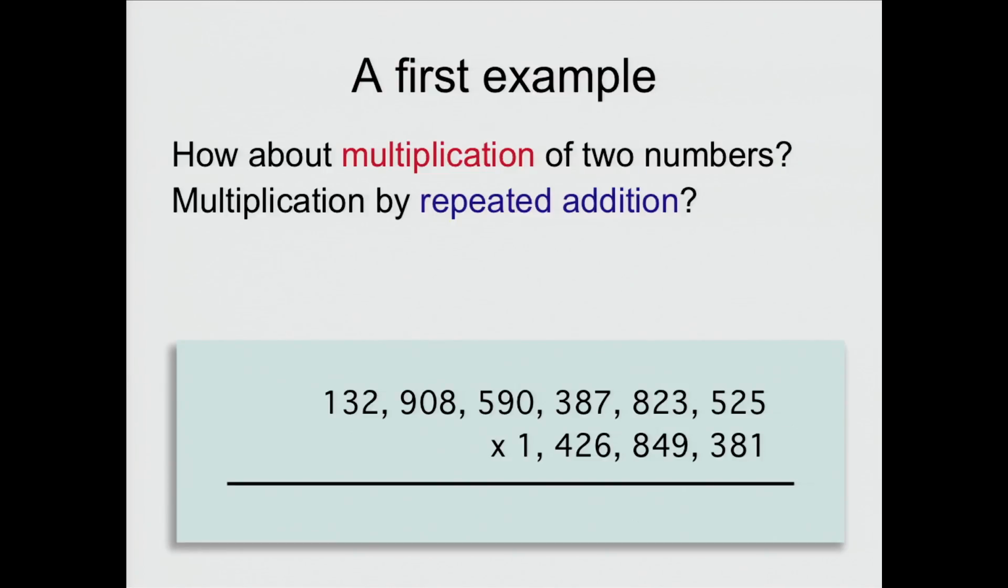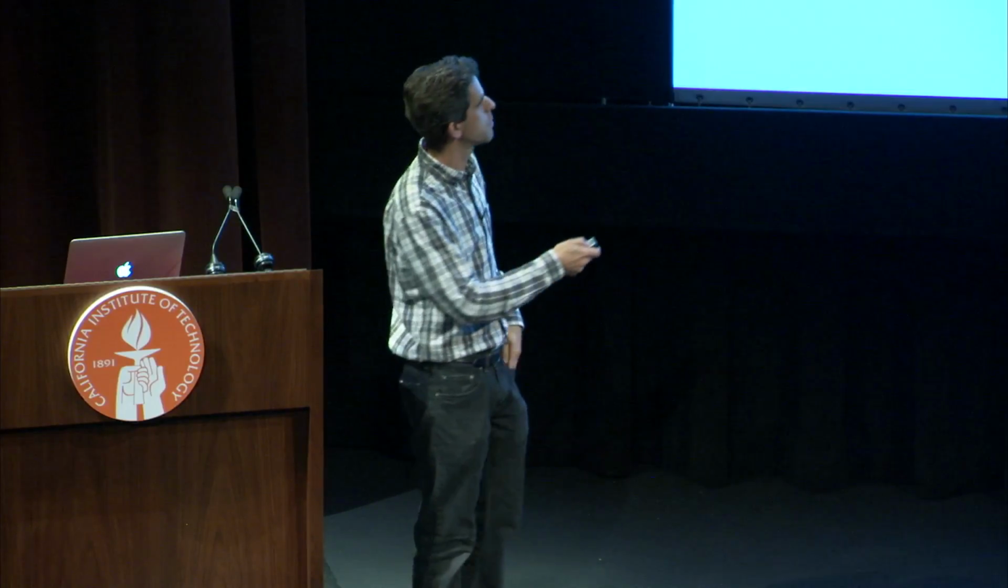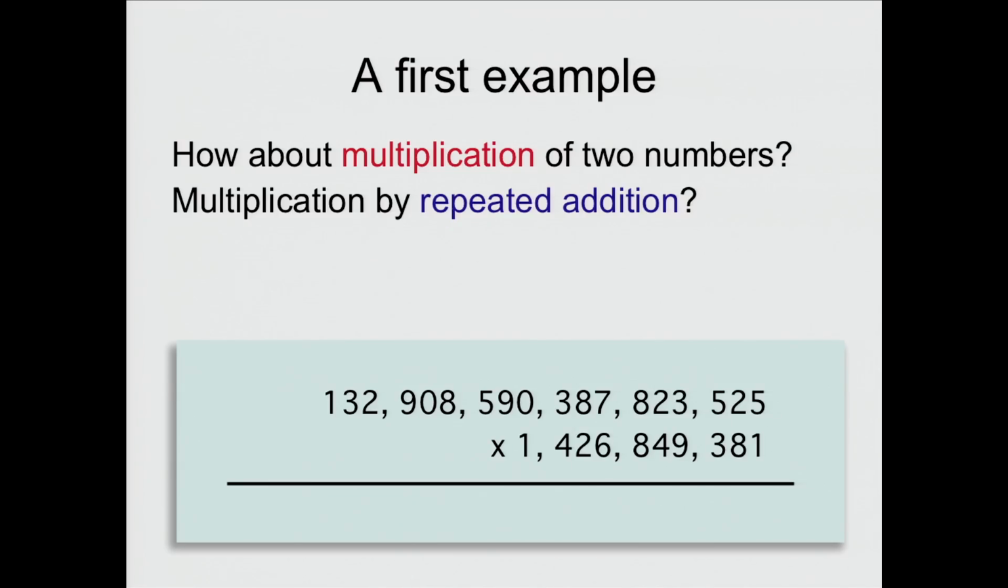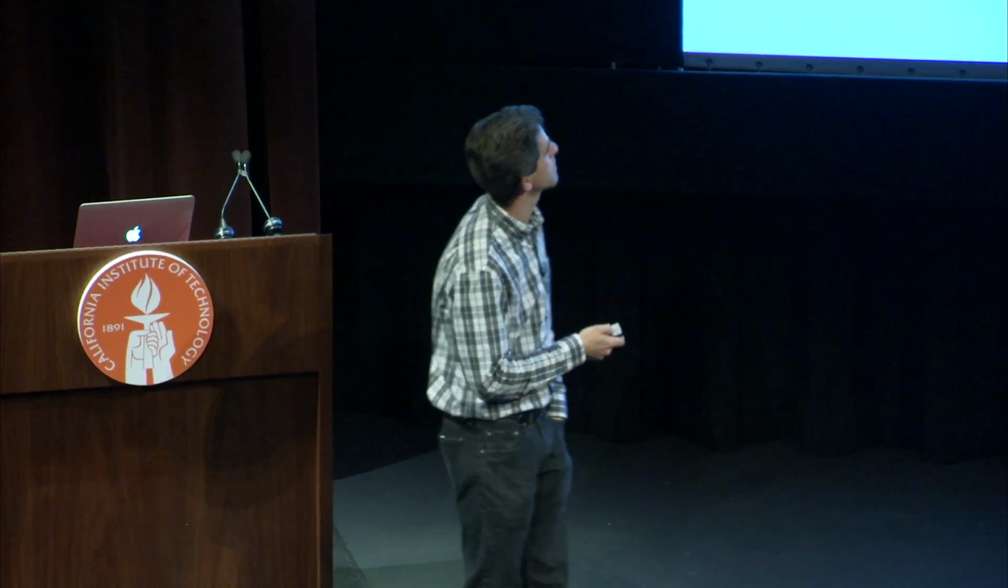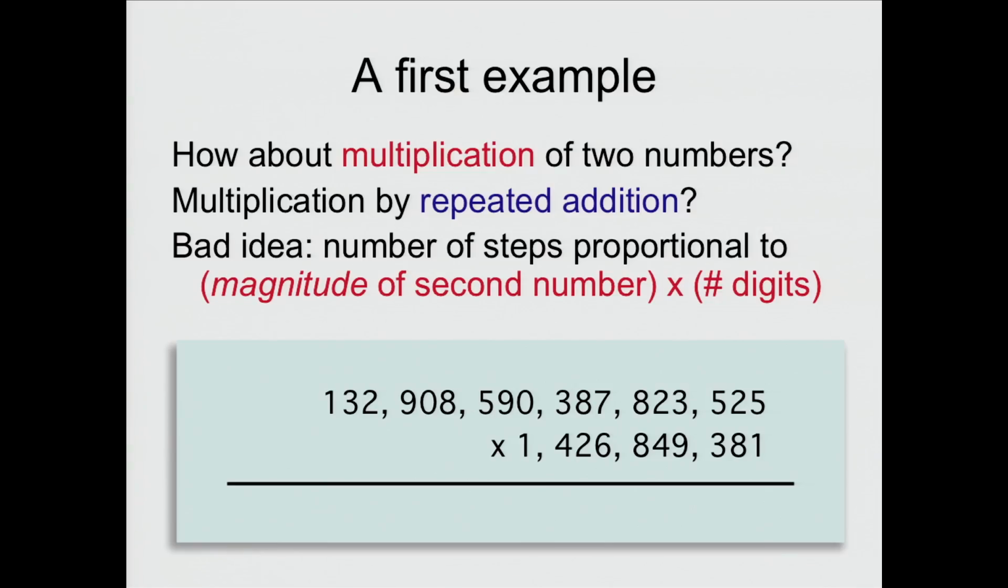If you're a 7-year-old who's encountering this for the first time, sometimes you might think, well, what I should do is I should just repeat the addition many times. I should repeatedly add this number to itself 1,426,000,000, et cetera, times. That's not a very good algorithm. That's an algorithm that will take a number of steps proportional to the magnitude of the second number times the number of digits, okay? And you would be waiting for a long time for your calculator to finish this calculation.